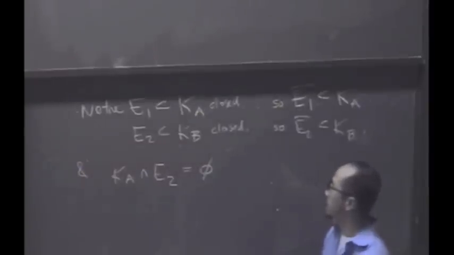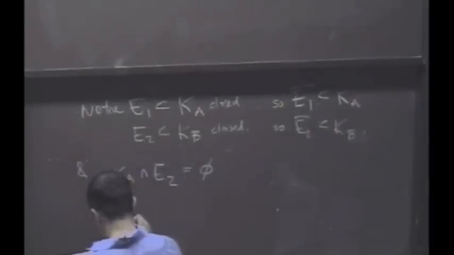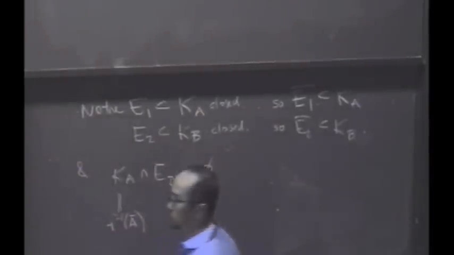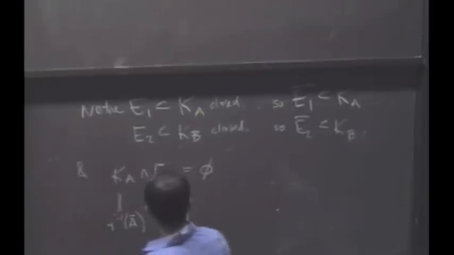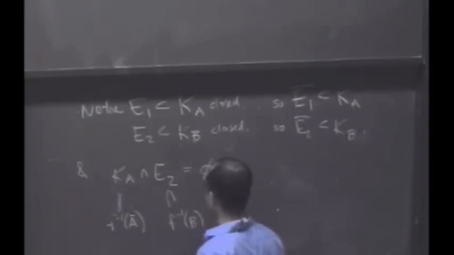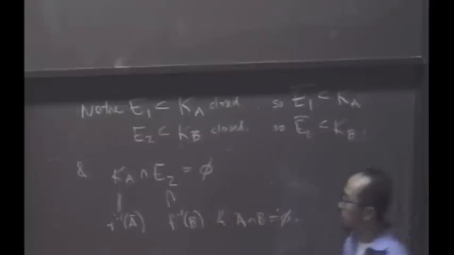I claim this is empty. Why? Look, this is equal to the inverse image of what? A closure. But A closure is disjoint from B. And this thing is contained in the inverse image of B. And A intersect B is empty. This is why.